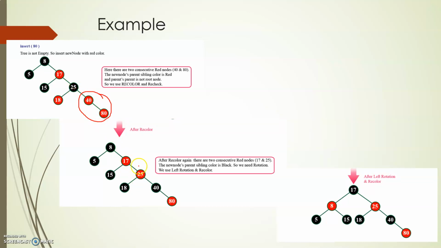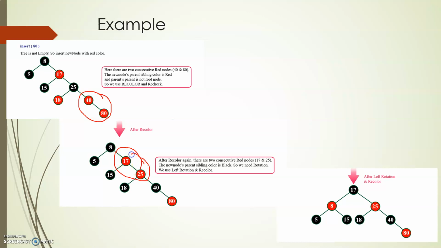Now when 25 becomes red, you can see 17 and 25 are consecutively red in color. 25's sibling, 17's sibling, is black in color. So you can see you have to do a rotation and then you have to recolor. Since you have to do a rotation, 25 takes the place of 17 and 17 takes the place of 8. So you're doing a right rotation first.